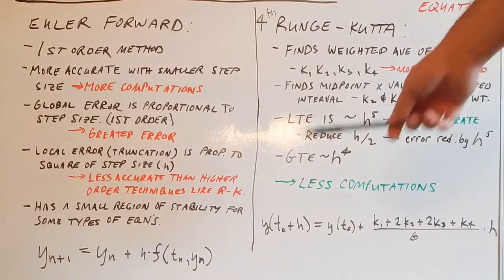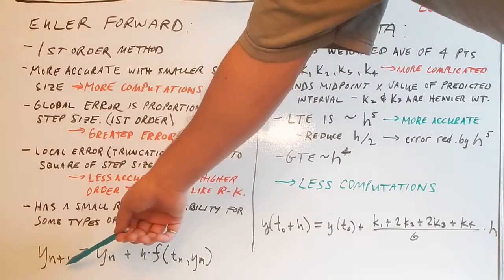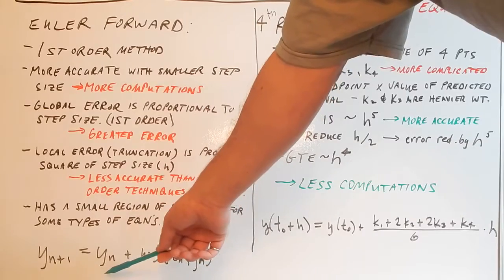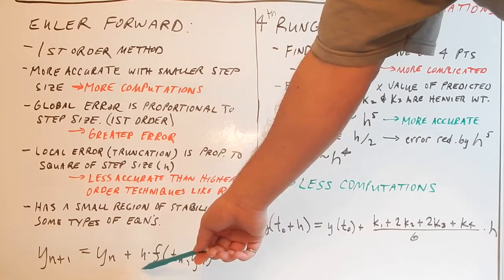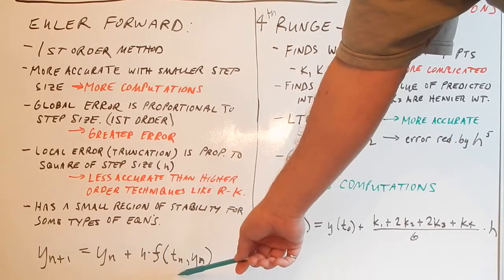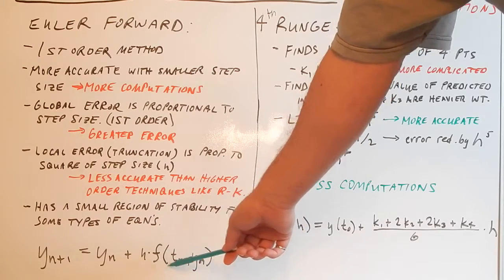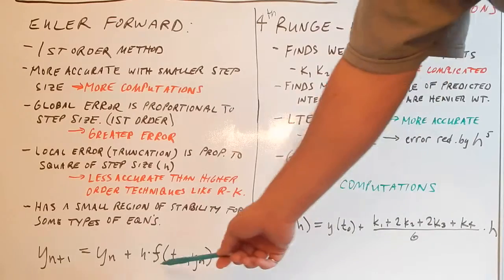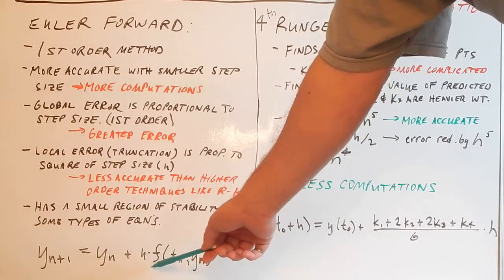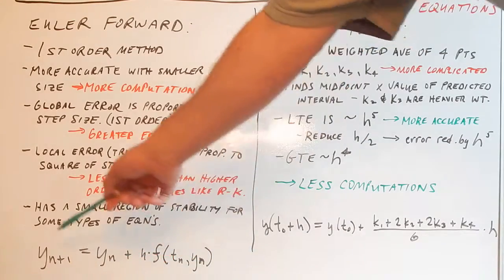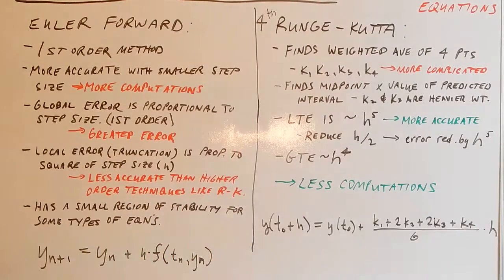So the Euler forward method is your next y, your next term is your previous term, plus the slope of the function at the points that you're considering times the step size. And this will give you an increase in y, which you add to your previous term to get your next term.